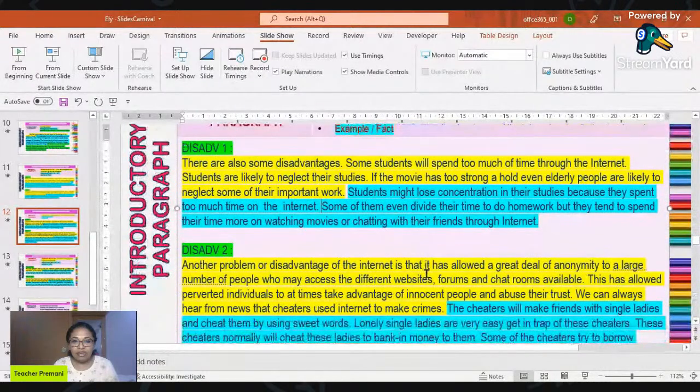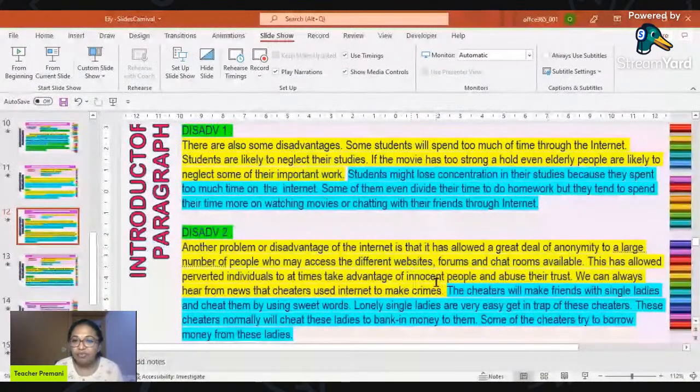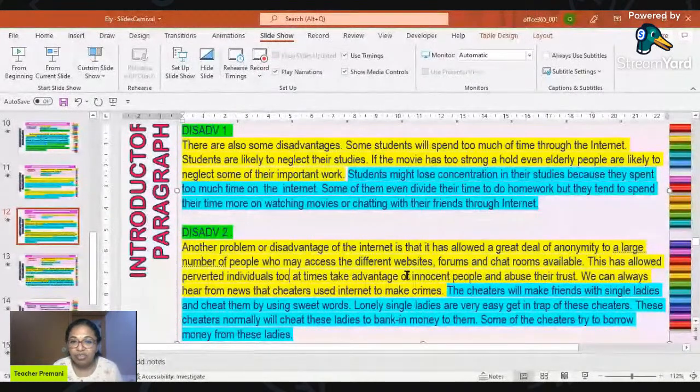The disadvantage. Okay, another problem or disadvantage of the internet is that it has allowed a great deal of anonymity to a large number of people who may access the different websites, forums, and chat rooms available. This has allowed perverted individuals at times to take advantage of innocent people and abuse their trust.